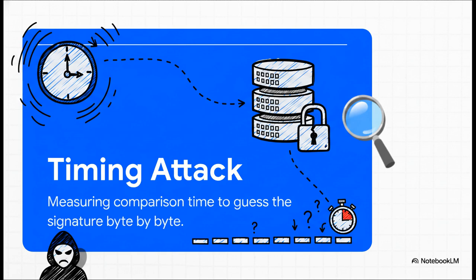This is a fascinating and, honestly, somewhat terrifying vulnerability known as a timing attack. This happens when an attacker actually measures how long a comparison takes on your server to guess the signature, literally byte by byte. If you just use standard string matching to compare Razorpay's signature with your calculated signature, you're opening up a catastrophic security risk.